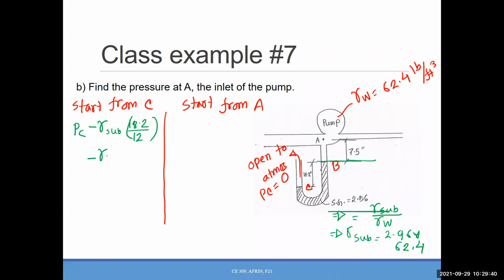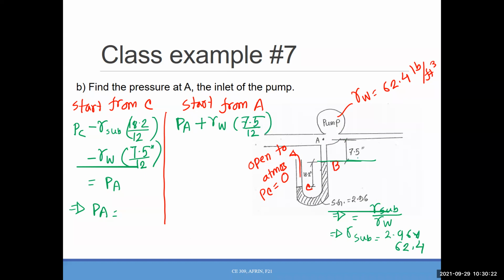Okay, so again, we will start and it equals PA. Now you can calculate PA. The same thing if I start from the pump, it will be PA. What is the next interface from A? B, and it is below point A, right? So I will add that 7.5 over 12.